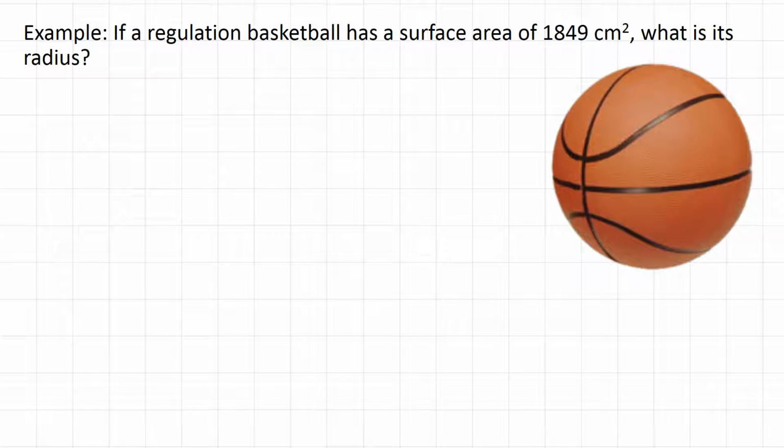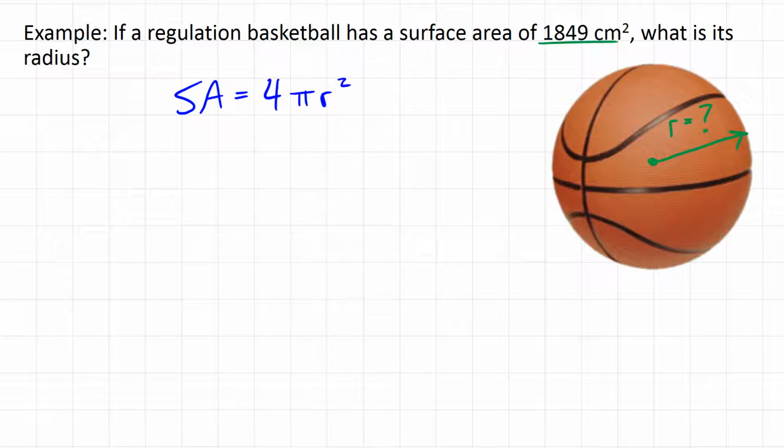So here we're told that a regulation basketball has a surface area of 1,849 square centimeters. And we want to know what is the radius of a regulation basketball. Well, we'll start again by finding the appropriate formula. So the basketball is a sphere, and the surface area formula for a sphere is 4 pi r squared.